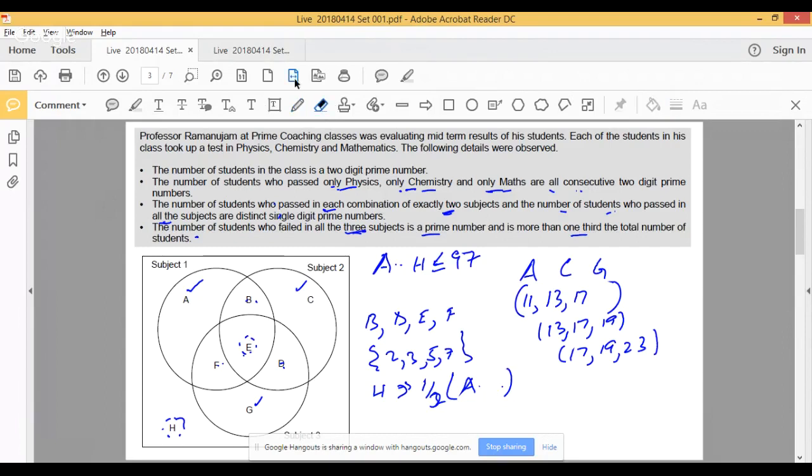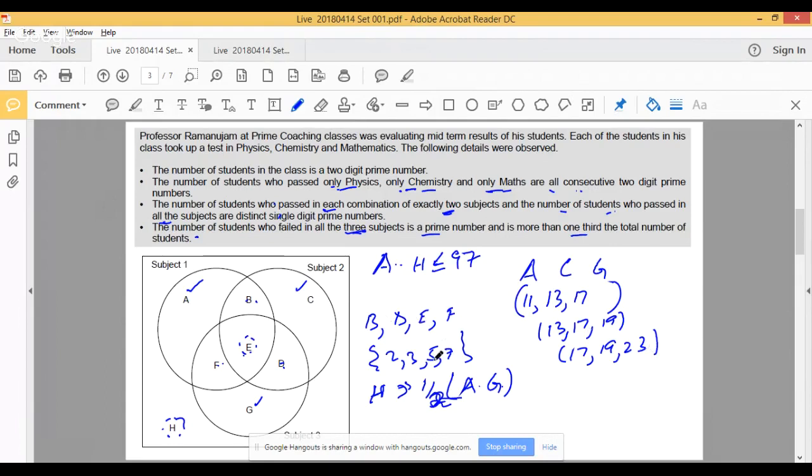Let me just erase this, right? Because H is more than one third of all of them combined, it should be more than half of the rest of the others, right? This is a very simple, very standard arithmetic trick. I'm sure you would have seen it in your arithmetic classes, right? So now, using these constraints, let me try to find out what are the maximum things that I can find out from this.